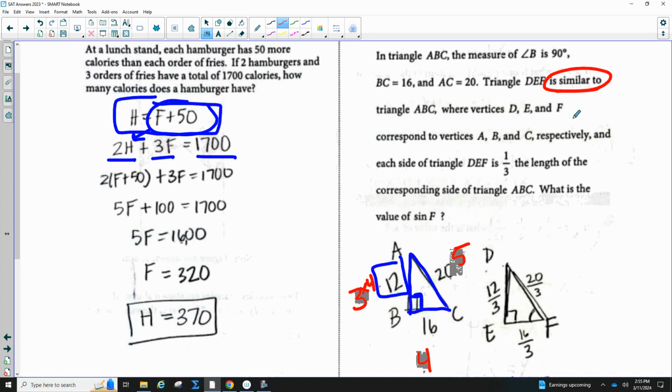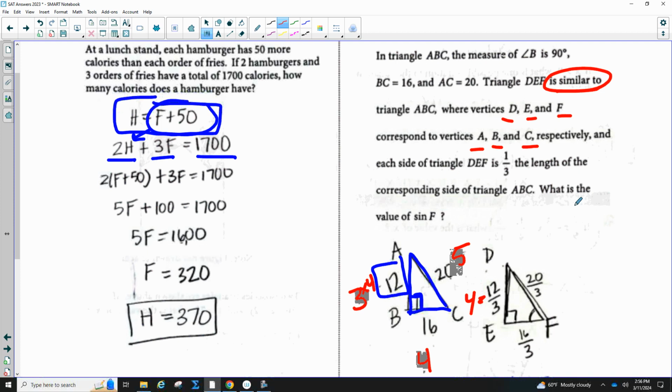So we have another triangle, DEF, corresponding. So be sure you go in the same order that you did ABC, DEF, okay? And each side of the triangle DEF is a third the length. So divide the 12 by 3 and you get 4. Divide 20 by 3 and just write 20 thirds and 16 thirds, okay? And then it says, what is the value of sine F? They like to throw SOHCAHTOA on this test, okay? So do you guys remember SOHCAHTOA?